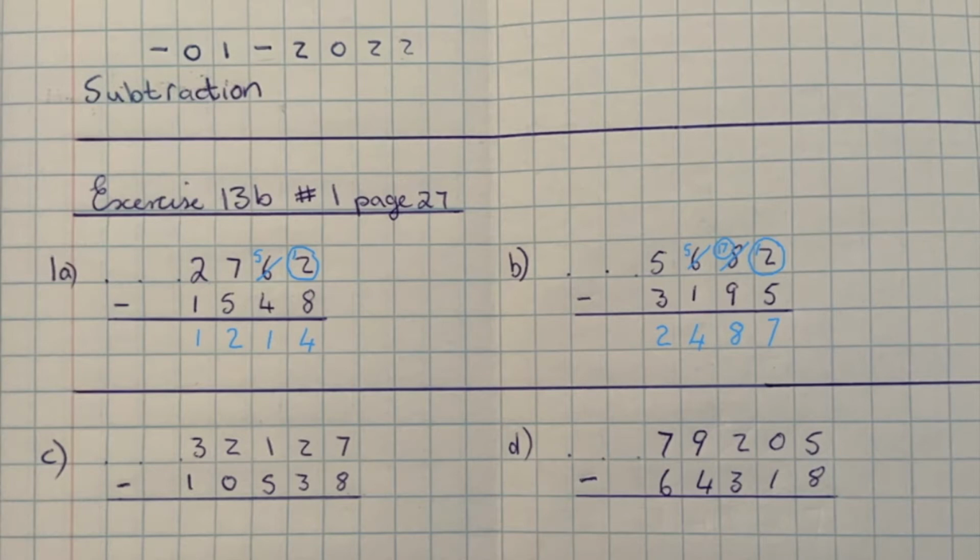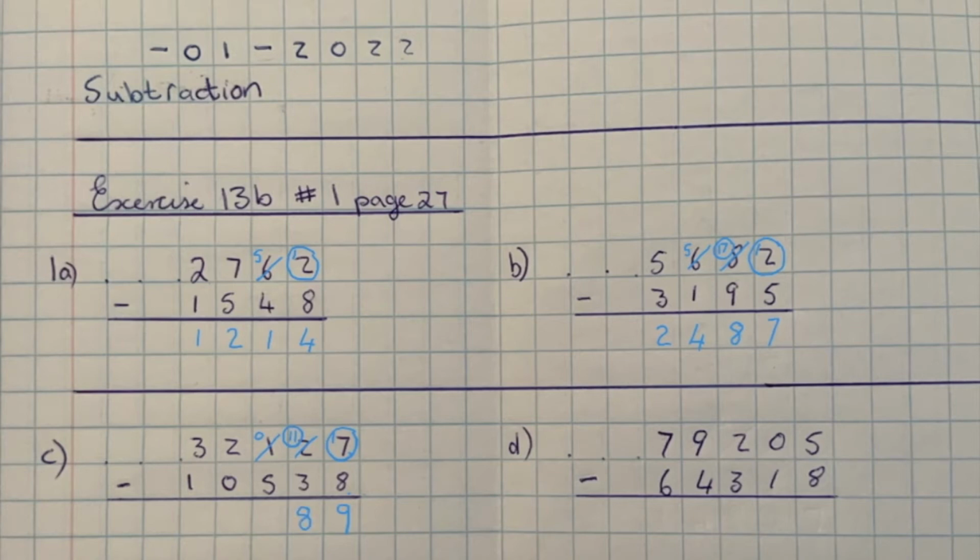You can't give away 8 if you only have 7. Therefore, we go next door, and we borrow from the 2. 2 becomes a 1, and the one that we borrowed goes in front of the 7. So that is now 17 minus 8, and you get 9. Again, 3. Well, you can't give away 3 if you've only got 1. So we go next door, and we borrow 1. So the 1 becomes a 0, and the one that we borrowed goes next to that. So now we have 11. 11 minus 3 is 8.